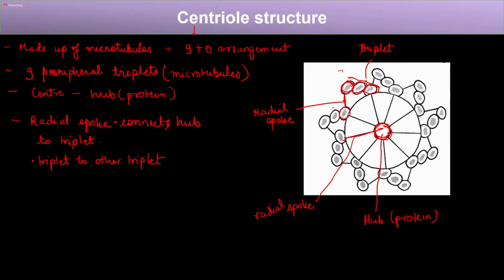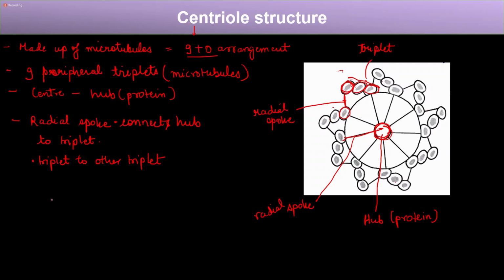So in the centriole structure, we saw that there are 3 microtubules connected to each other, and this structure is known as a triplet. There are a total of 9 triplets present at the periphery of the centriole. In the center, they don't have any microtubules, but they have another protein known as hub. Because of this, it is known as 9+0 arrangement.